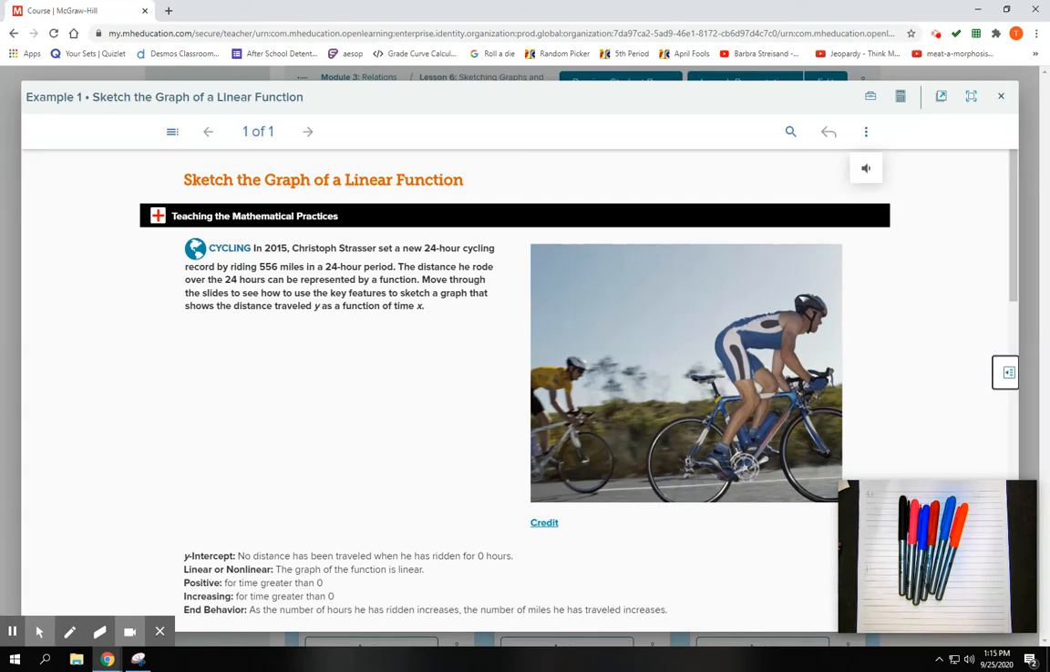Example 1 is about sketching the graph of a linear function. In 2015, Christopher Stracer set a new 24-hour cycling record by riding 556 miles in a 24-hour period. The distance he rode over the 24 hours can be represented by a function.